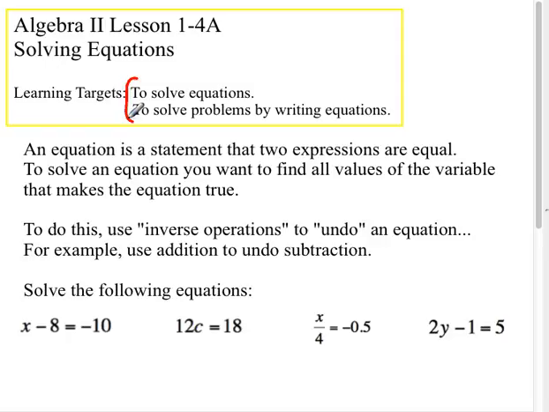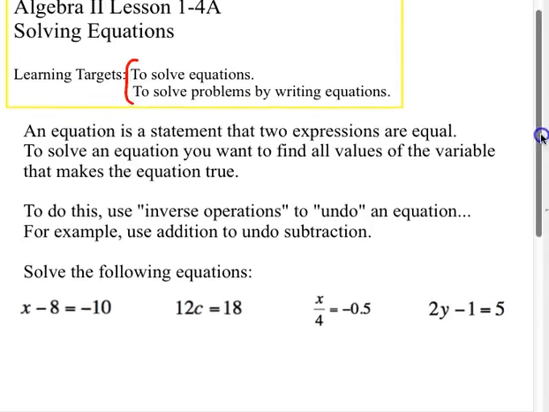So first of all, what is an equation? And again, I know you've seen this before in both Algebra and Geometry, but just to reiterate, an equation is a statement that two expressions are equal. To solve an equation, you want to find all values of the variable that make the statement true. To do this, use inverse operations to undo the equation. For example, use addition to undo subtraction, division to undo multiplication, all of those types of things.